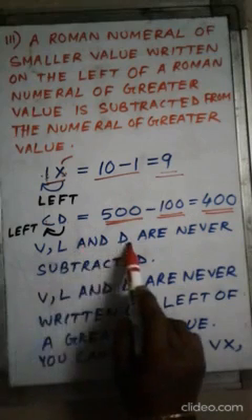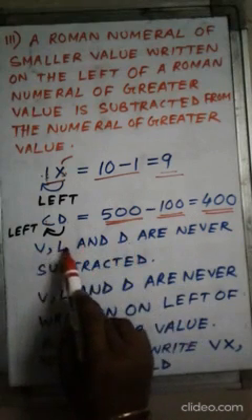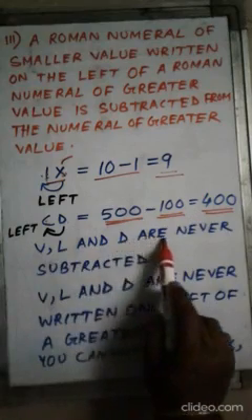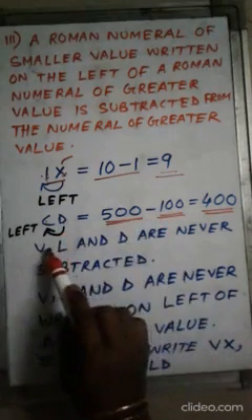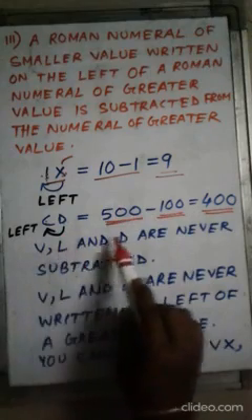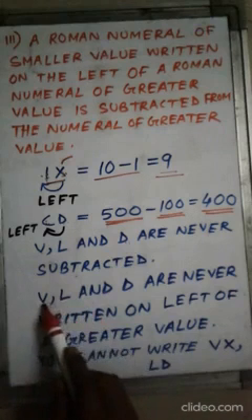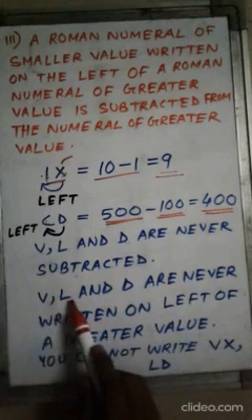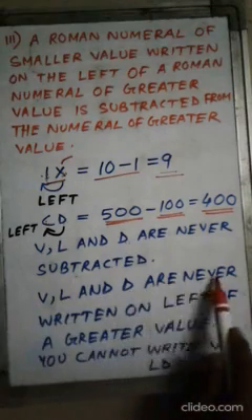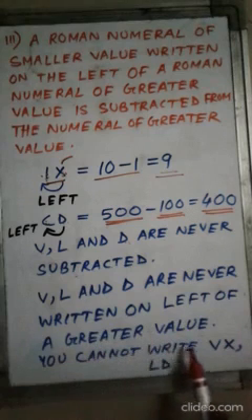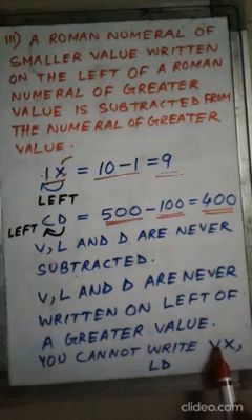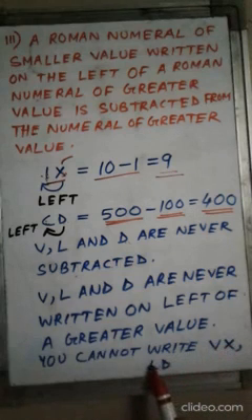V, L and D, or I can say 5, 50 and 500, are never subtracted. We cannot subtract the value of 5, 50 and 500. V, or 5, 50 and 500 are never written on the left of a greater value. That means you cannot write 5 before 10. You cannot write 50 before 500.